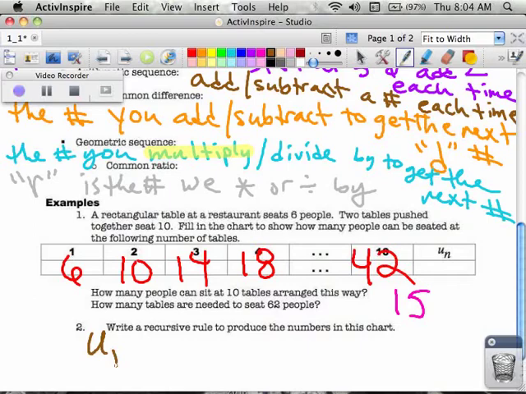And I'm going to show you how to do this in your calculator later. So u sub 1 means recursive, and 1 means it's the first number I'm talking about. So I put that down as 6, because I started with 6 people.